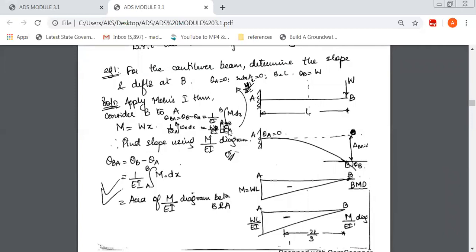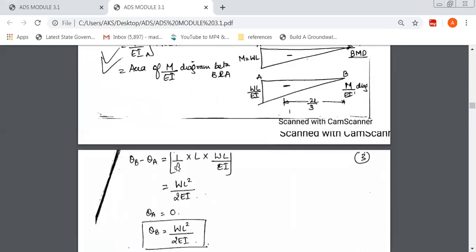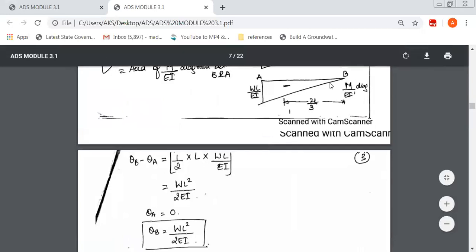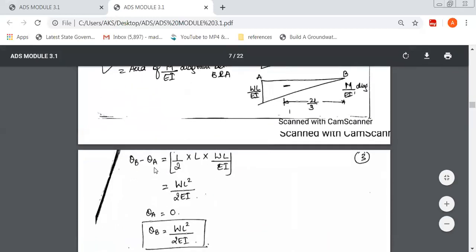So that's why theta B is equal to, here if you're finding this, theta BA. Theta BA is nothing but theta B minus theta A. We'll use the first theorem, that is the area of the M over EI diagram between B and A. So you have to find the area of this. Now the area of this is, so it is a triangle. So the area of a triangle is half into base L and height WL over EI. So when you solve this, you'll get WL square over EI.